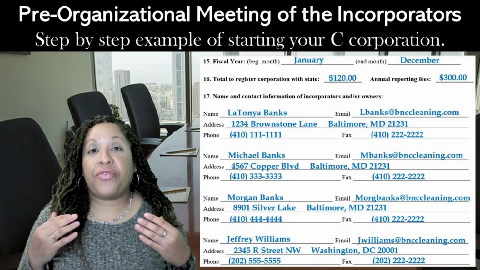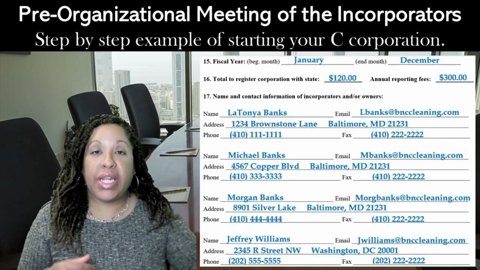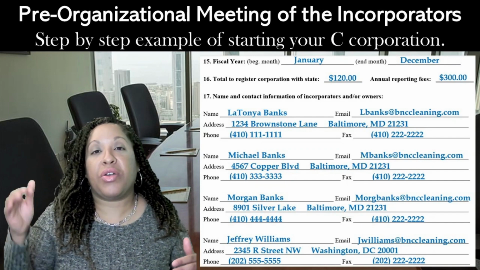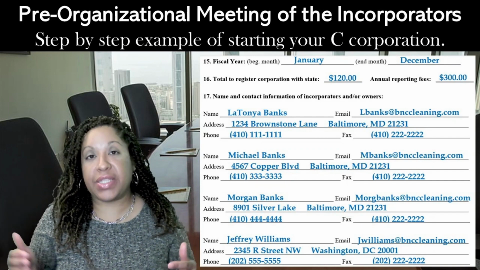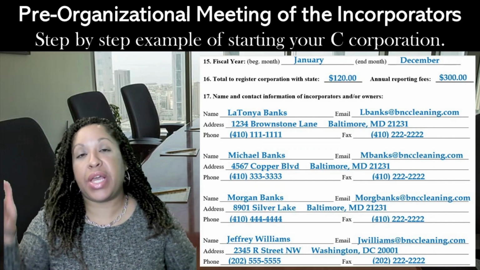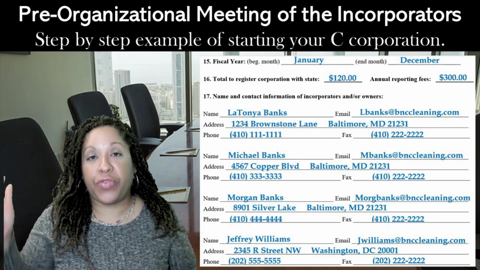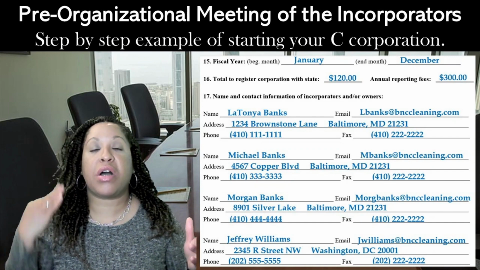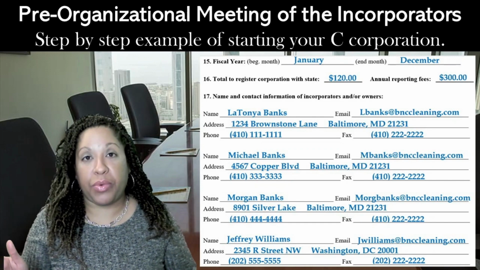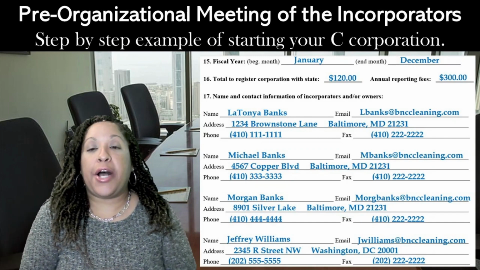Number 15, we have fiscal year. So this has to do with your accounting and your books and how the beginning of the year for your accounting starts, and then when the last month or the ending year of your accounting ends. So typically everyone has the calendar year of January through December. That's a common fiscal year. At the end of December, that's when you're going to file your taxes based off of transactions and activity that happen between January to December. That's how you will report your activity on your taxes.